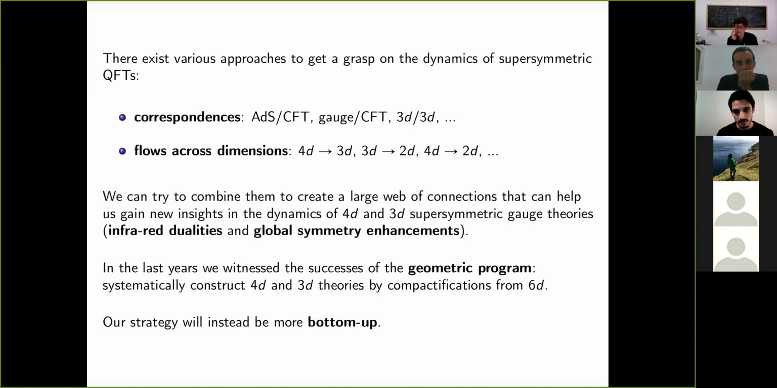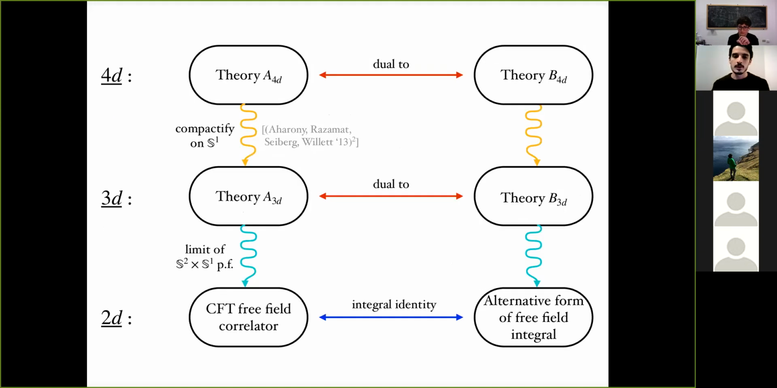Another thing that I would like to mention is that in the last years, we saw another very powerful approach to the same type of questions, which is a sort of geometric program in which we can try to systematically construct 4 and 3-dimensional theories by compactification from 6 dimensions. With this construction, we can usually understand the infrared dualities and symmetry enhancements in a geometric way. But instead, what I will tell you about in this talk is another strategy that in a sense goes in the opposite direction, because it will be more of a bottom-up strategy. But before coming to this point, let me present what are the limits that I will be interested in.